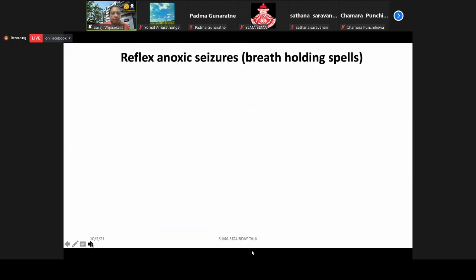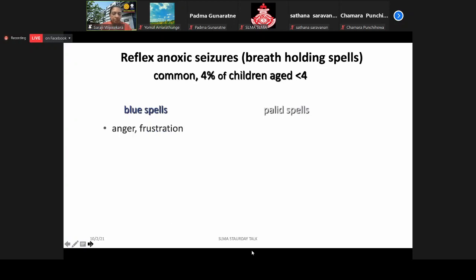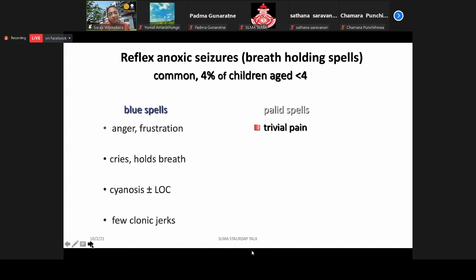Okay, so reflex anoxic seizures, as we call them, or breath-holding spells, are transient hypoxia to the brain, and they're common. 4% of children aged less than 4 years could have it, as blue spells and pallid spells. In blue spells, the child is mostly angry or frustrated, and they cry and hold their breath, and cyanosis follows, with either loss of consciousness or preserved consciousness, and a few jerks later. Pallid spells occur due to trivial pain. It doesn't have to be a major pain, just hitting very simply would cause this. There is no initial distress. They may be playing and then become pale with loss of consciousness, and you can have jerks again.